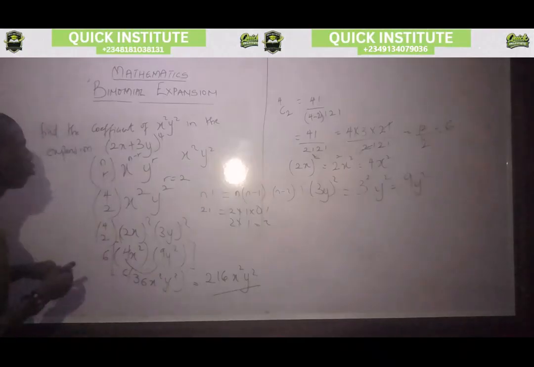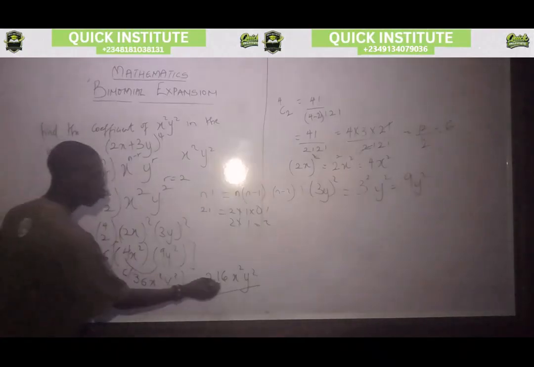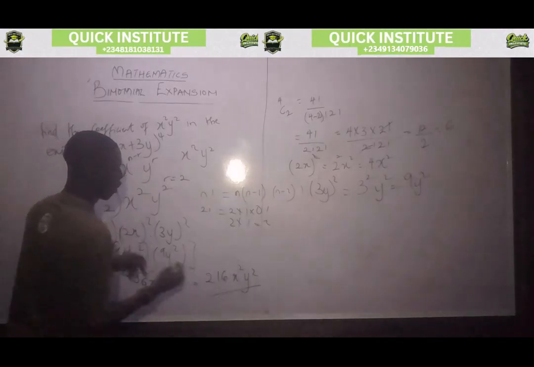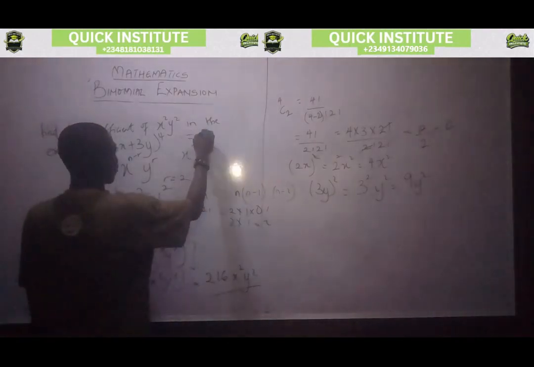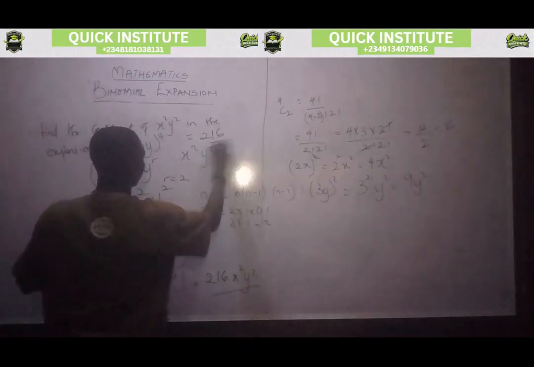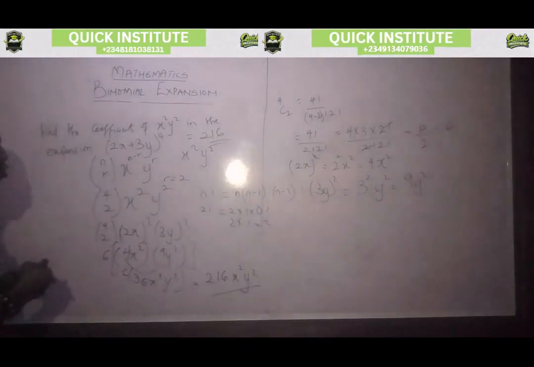So they now say you find the coefficient of x squared y squared. Therefore the coefficient of x squared y squared is 216. The coefficient of x squared y squared is 216.